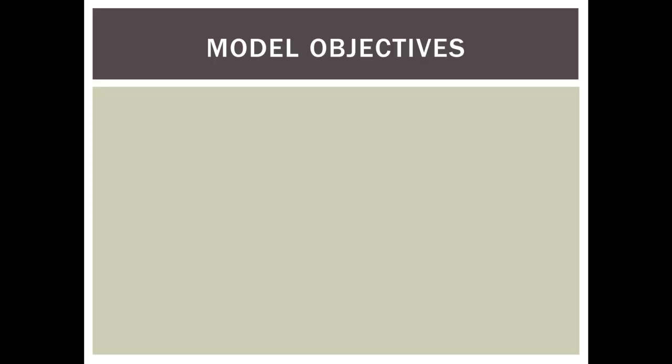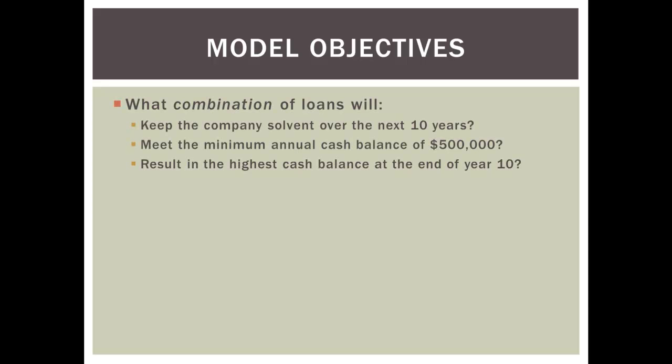So here are our model objectives. What combination of loans will keep the company solvent? That's always good. Meet the minimum requirement of at least $500,000 cash. And what combination of loans will result in the highest cash balance at the end of year 10?